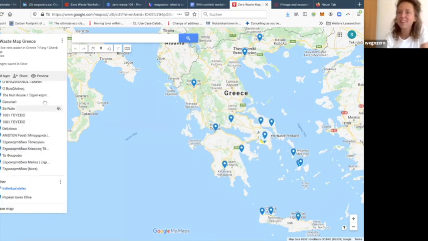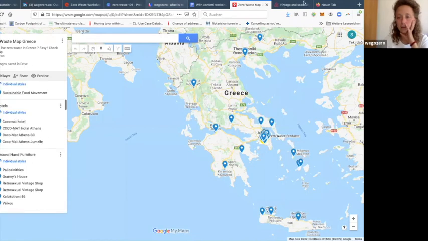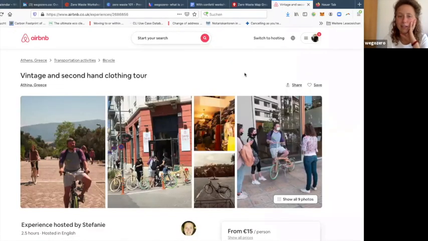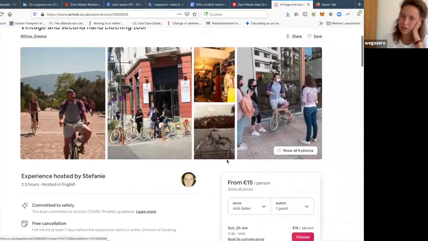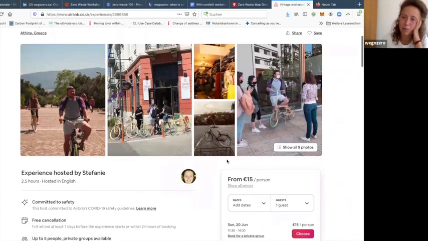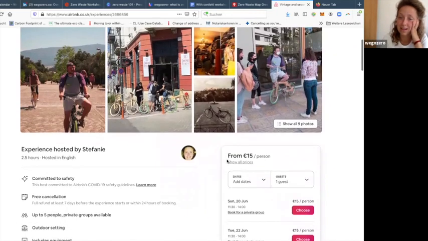And yeah, that's it. And also to help people to engage with the map, we started with zero waste bike tours. And those bike tours you can find here on Airbnb Experiences. So you can go on a bike tour with us and explore, for example, all the secondhand shopping options in Athens.